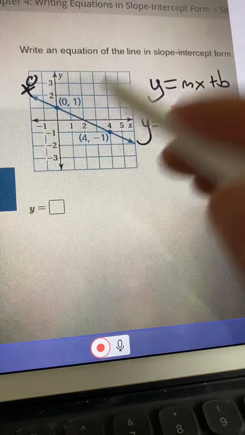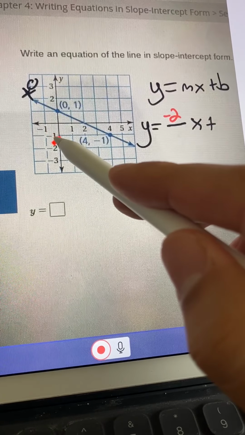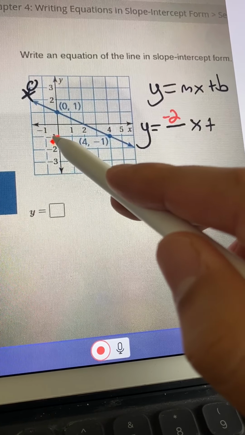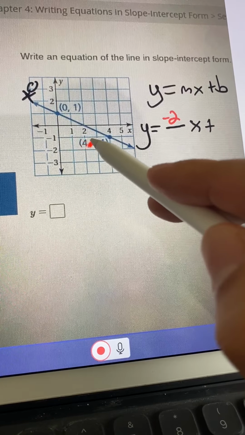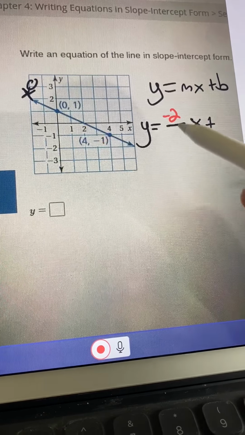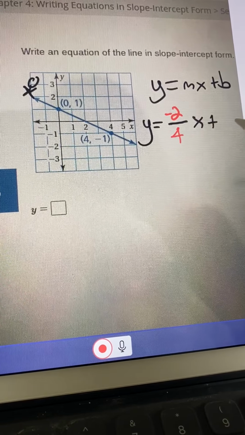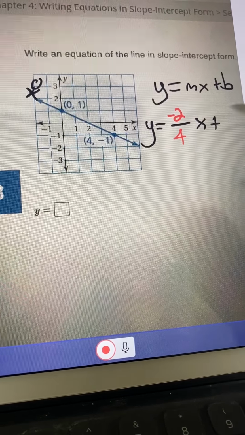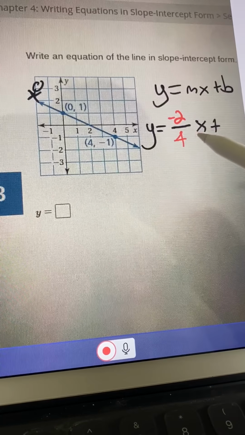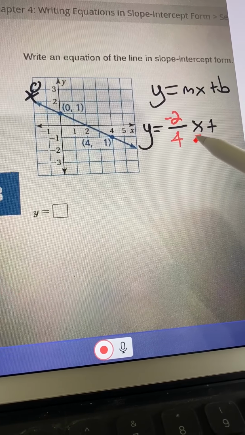And after we go down 2, how many places do we move to the right? Well, 1, 2, 3, 4. So that is our number on the bottom. All right, now let's talk about, so this is our slope. And our slope we always write next to the x variable.